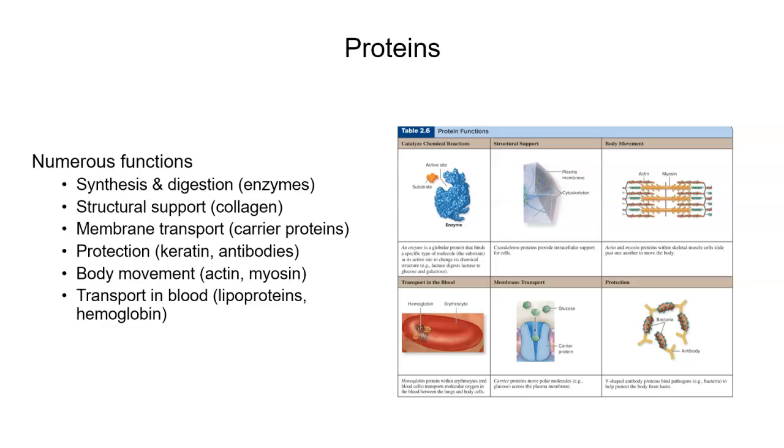And then we have proteins that are transport proteins. They are found in the blood and they bind to things like lipids and carry them. And hemoglobin is a protein that carries oxygen from our lungs out to body tissues.